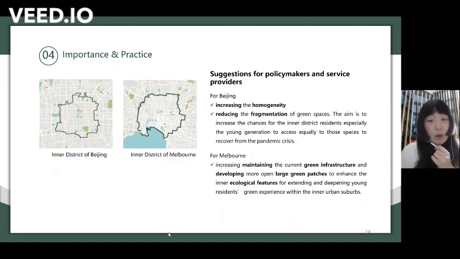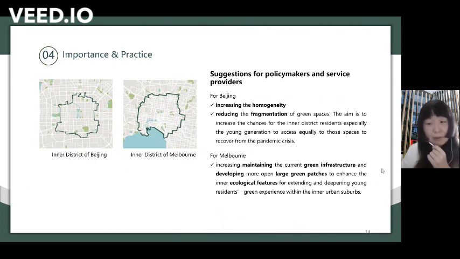The research team also put forward corresponding suggestions for both local government and service providers. Number one, for Beijing, the recommendations for Beijing policymakers and service providers are to increase the homogeneity and reduce fragmentation of green spaces. The aim is to increase the chance for the inner district residents, especially the young generation, to access those spaces equally and recover from the pandemic crisis.